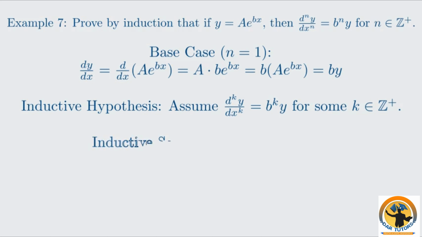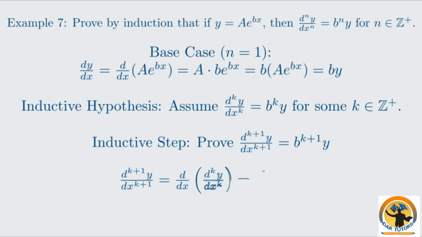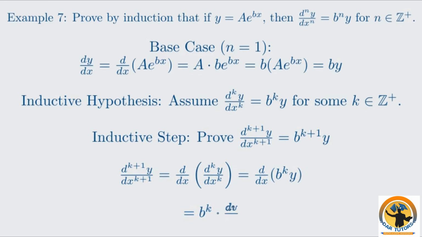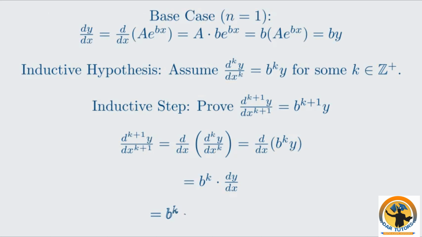The k plus 1th derivative is the derivative of the kth derivative. Using our hypothesis, this is the derivative of b to the k times y. Since b to the k is a constant, we can pull it out. This equals b to the k times dy/dx. We know from our base case that dy/dx is by. Substituting this in, we get b to the k times by, which simplifies to b to the k plus 1 times y. This is exactly what we needed to prove.